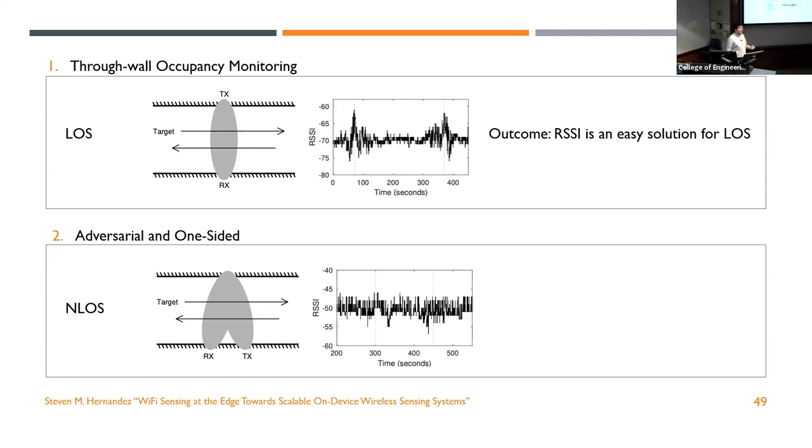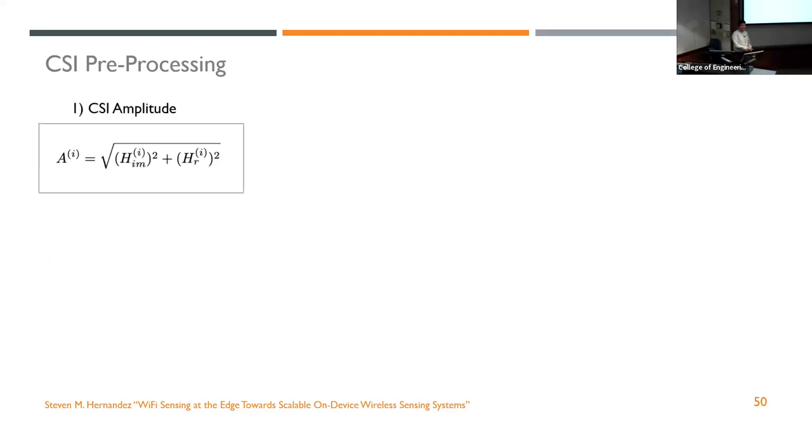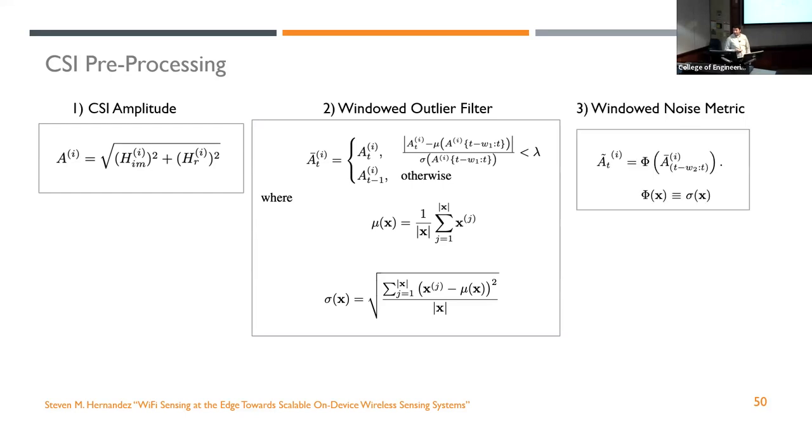The problem is with that RSSI signal, if we look at the time series, we end up with just a bunch of noise. We can't detect when the person walks through. So RSSI is not a good solution for this non-line of sight case. But that's okay because we have channel state information. And if we perform pre-processing, we found that we'd start by taking the amplitude and perform some windowed outlier filters to clear out any sort of noise or anomalies that might show up in the signal.